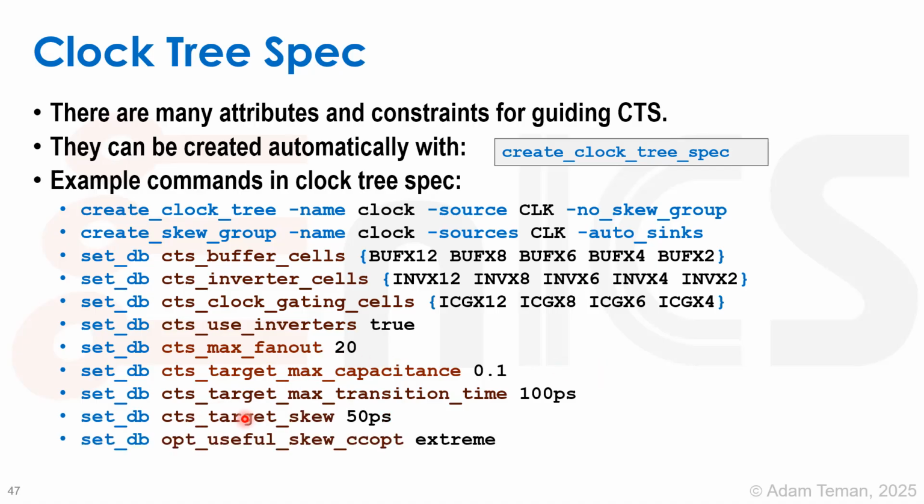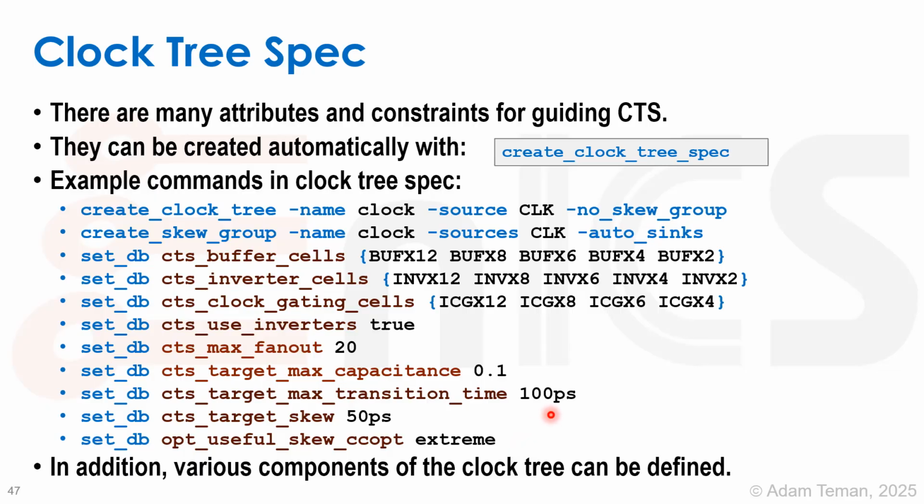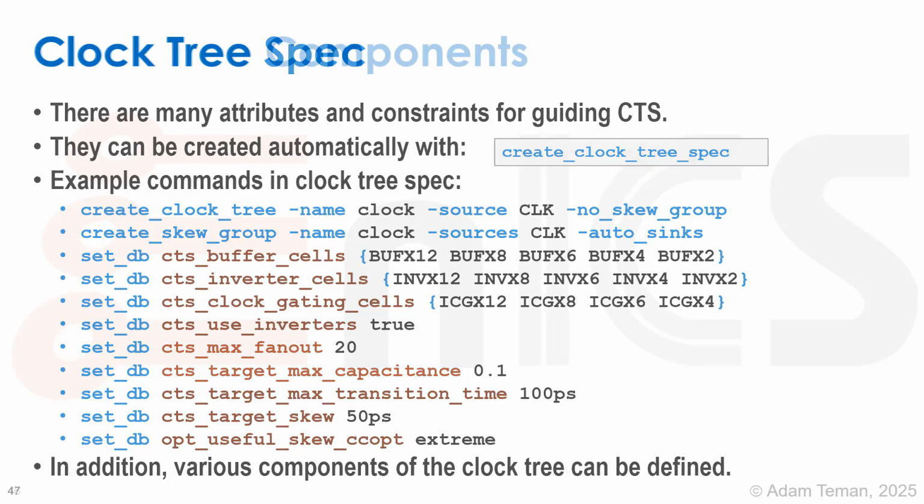There's also going to be some target skew, which is going to tell the CTS tool what target skew we want to try and arrive at. And we can also tell it to use something like useful skew. So set db opt useful skew cc opt. Extreme is going to say use extreme useful skew in order to really get a higher frequency. In addition, various components of the clock tree can be defined, and I'm going to go over those now.